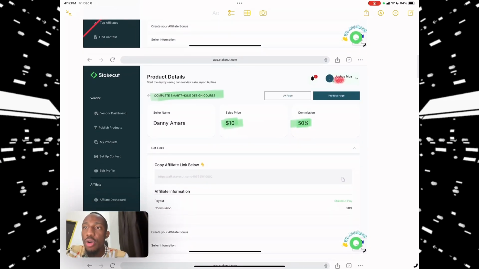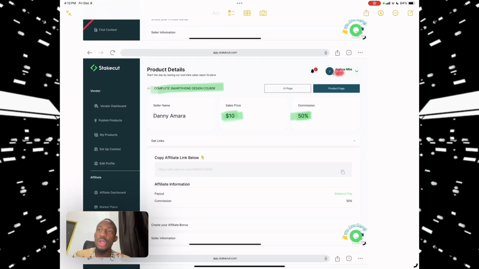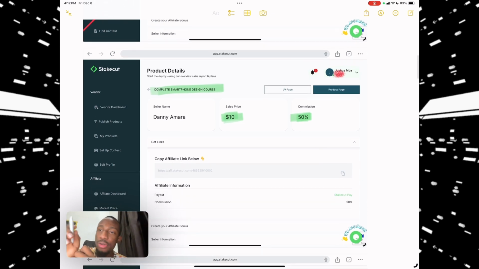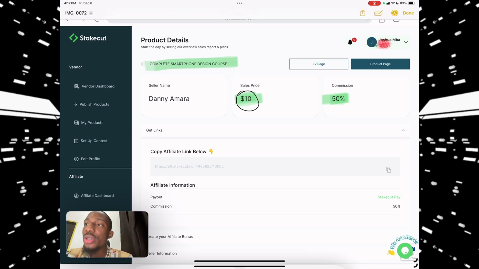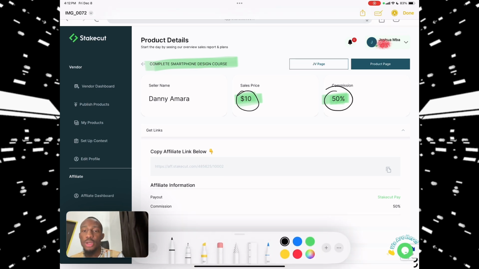Another product is the Complete Smartphone Design Course. This one shows you how to use your smartphone to make designs. The beautiful thing is that the product owner has experience, and I've seen his results. He has experience designing with a smartphone, which is very critical. And guess what? The product price is $10. Now, a $10 product with 50% commission, you can actually sell this easily.